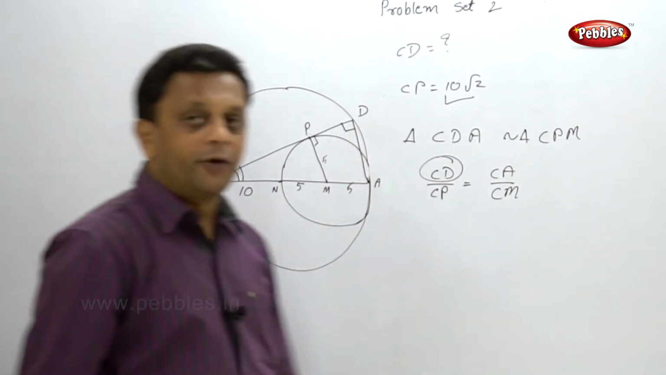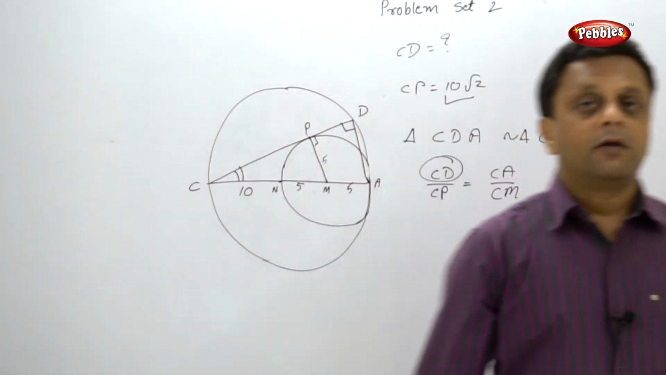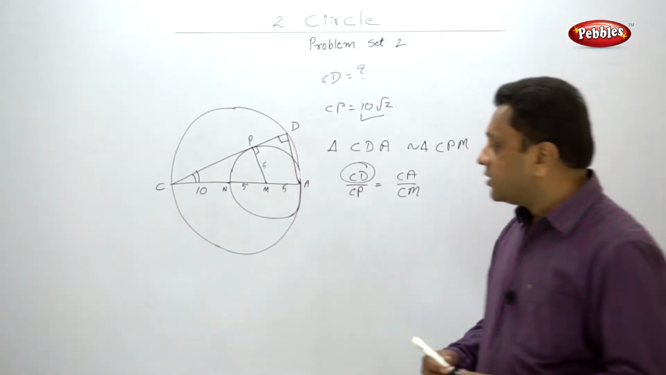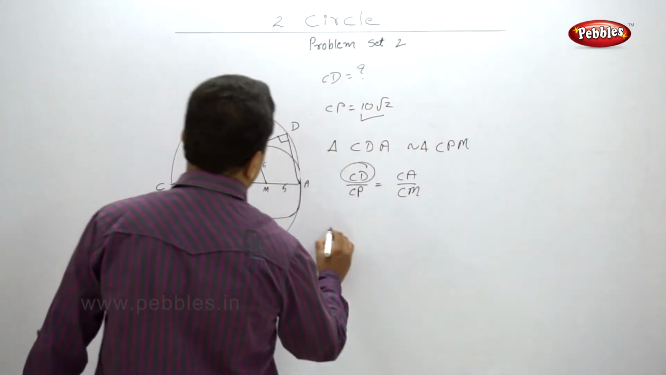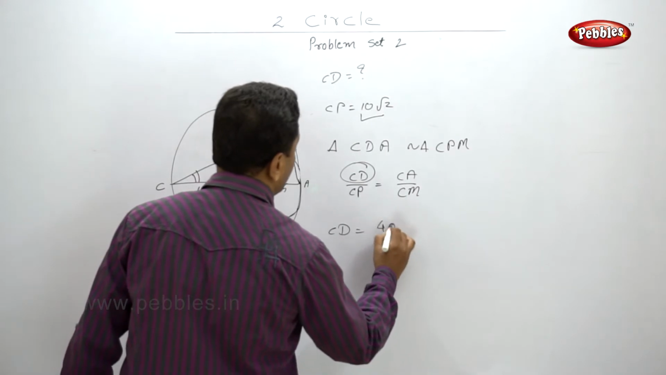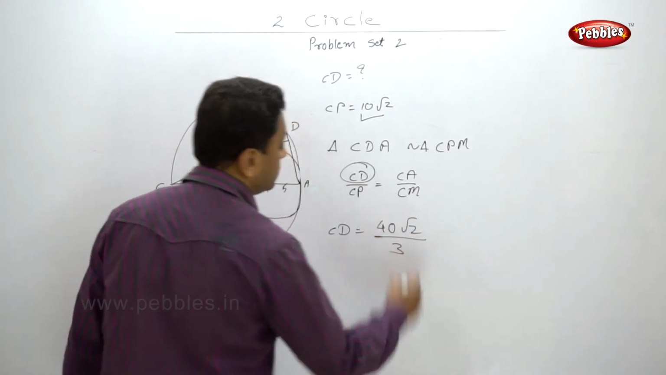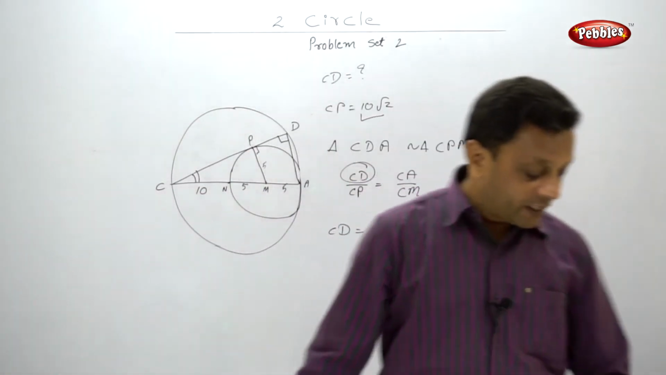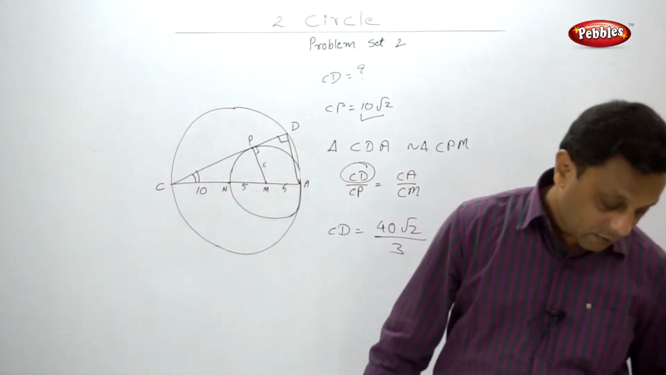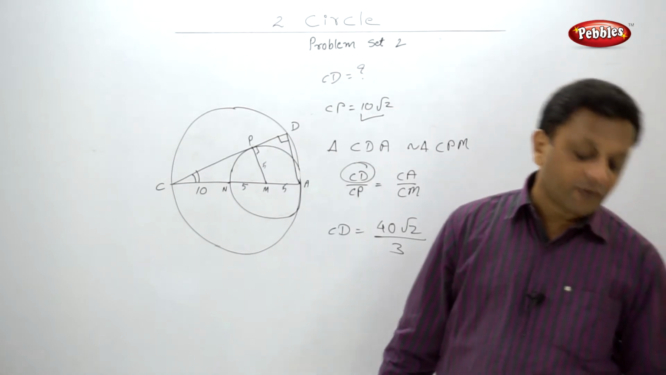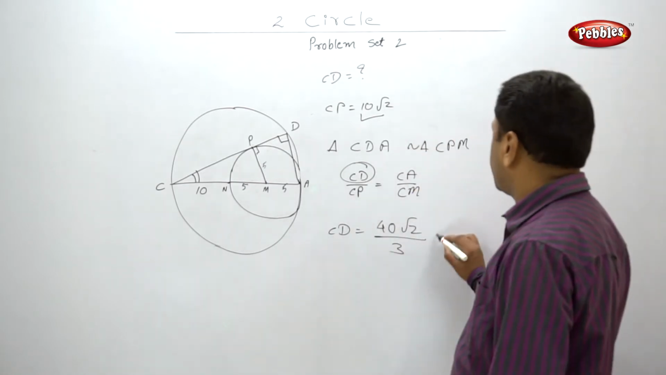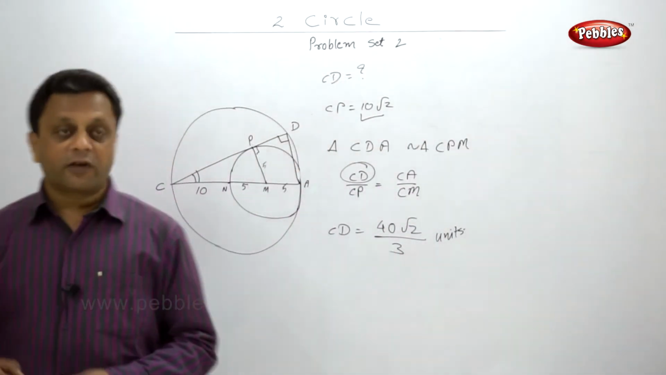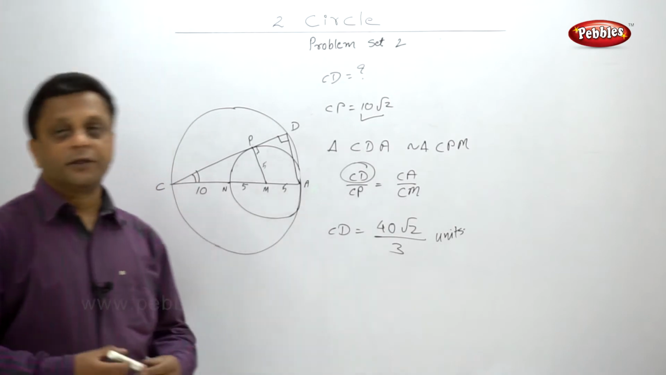Please pause your video here and find the value of CD. Quickly, do it now please. The answer is CD is equal to 40 root 2 by 3. If centimeters are given, then we can write centimeters. Nothing is given, so you can just write units.